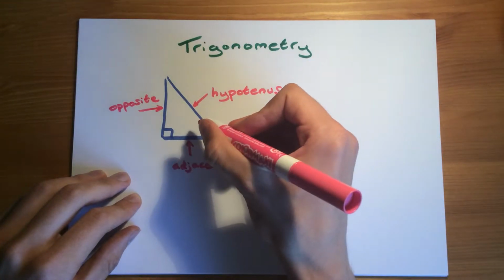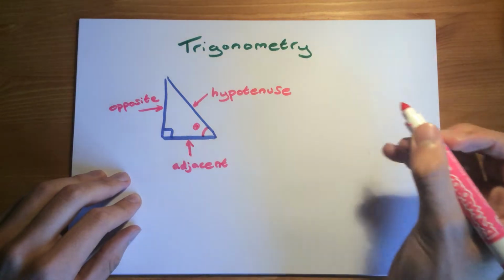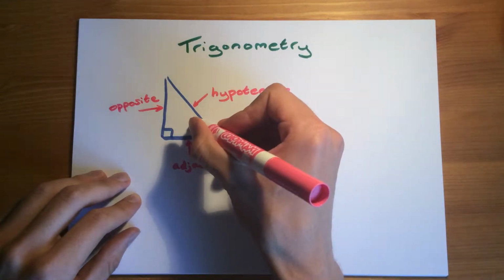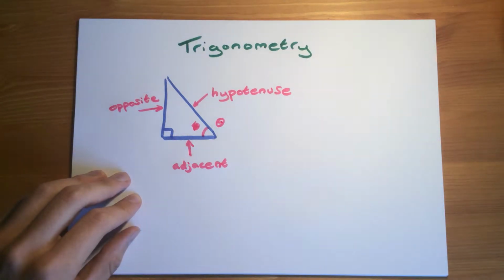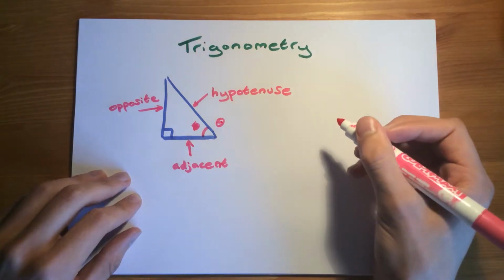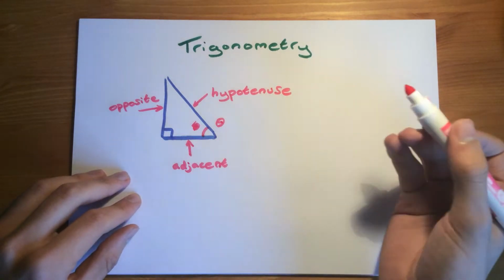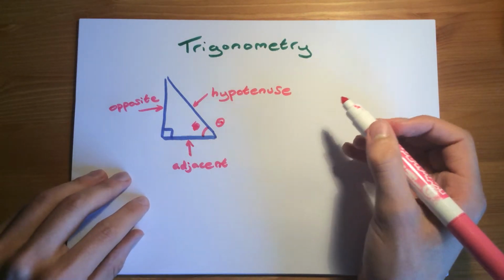Okay, so we'll call this angle theta. You may be used to the variable x. Theta's a Greek letter. So you may be used to x as a variable when you're solving equations, for instance. But as angles, we tend to use theta, just out of convention.